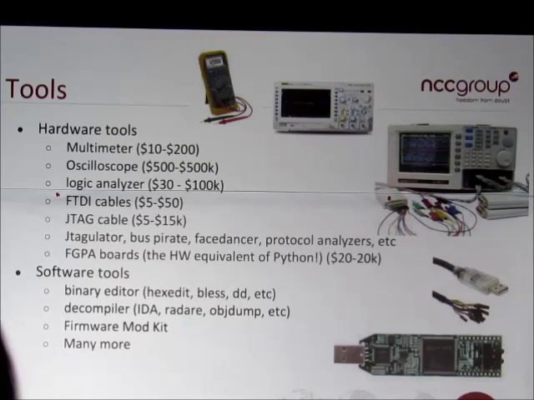And JTAG cables, similar. JTAG is something I'll talk about a little bit more later, but it's basically a hardware debug facility that most devices will have. And for God knows what reason, these cables range up to like $15,000, but you can build one yourself for like $5 with the boards. And the discrepancy is always a scary monster cable.